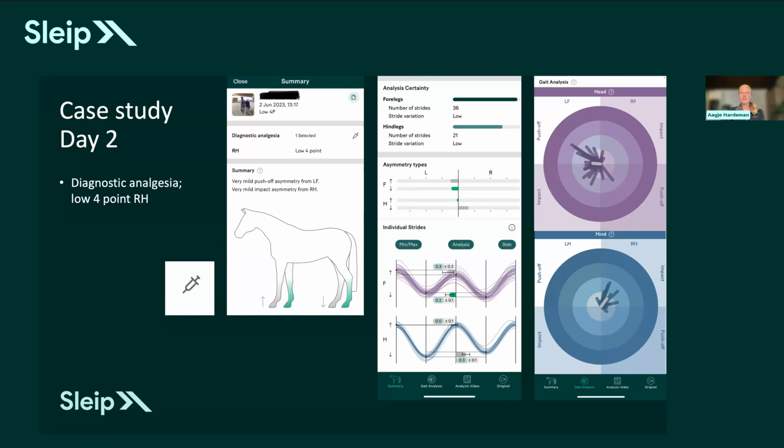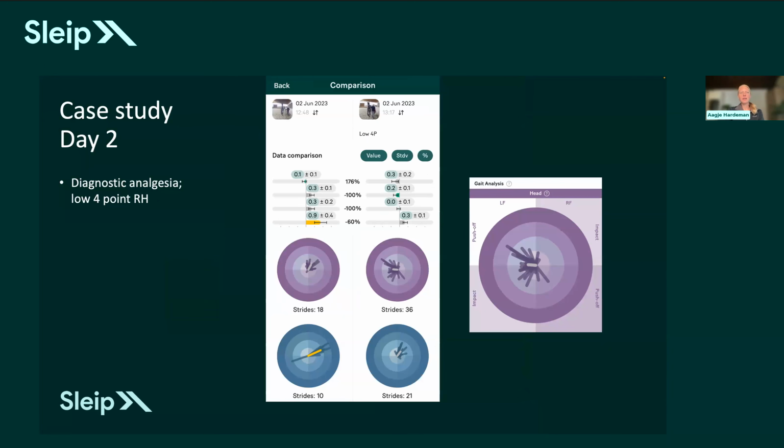What do we see? Well, the right hind is now gray, still with an arrow down, and the left front is now gray with an arrow up. You see we have two asymmetries in the push-off and in the impact phase on the left front and one on the right hind. But hopefully you remember how it was before. And if not, you can use the comparison view. It's quite nice. Again, before and after block.